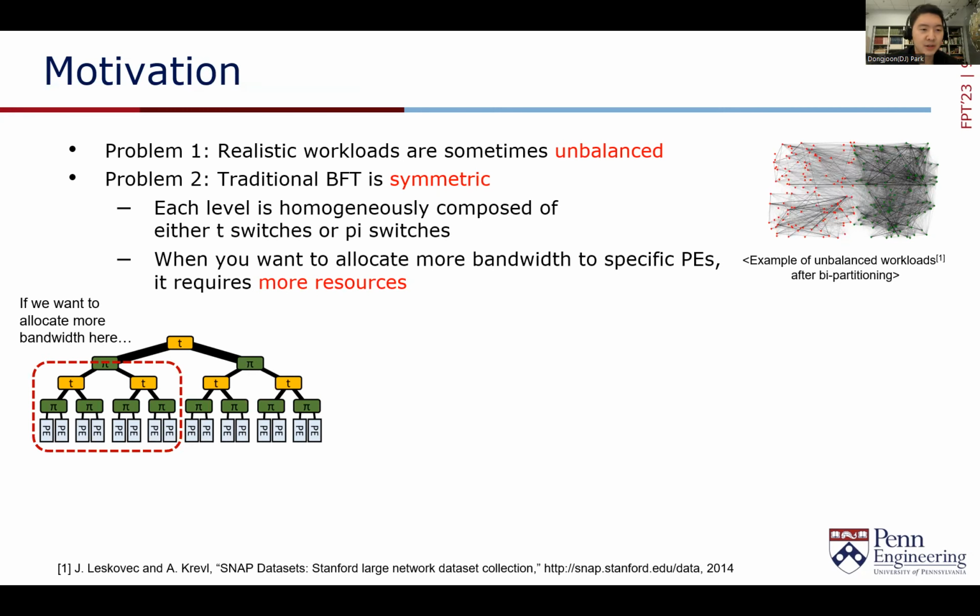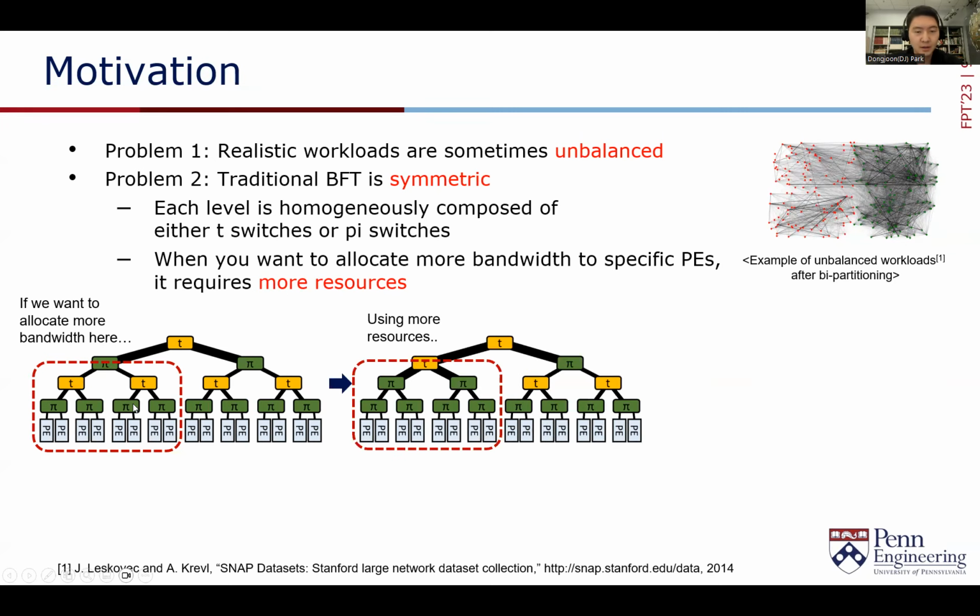So in this example, let's say we want to allocate more bandwidth in this subtree. So we locate pi switches in this level, providing more bandwidth in this level. However, pi switches are more expensive, so it uses more resources. This NoC uses more resources than this BFT NoC.